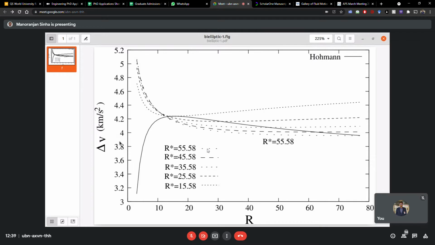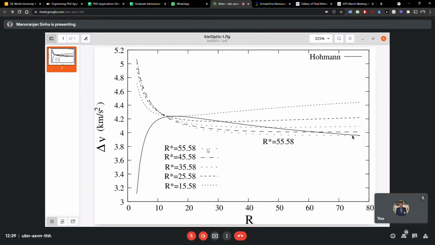Not in the limiting case. The limiting case is a different one, which I have not drawn here, which corresponds to infinity. Rather, here I have worked out just the lowermost part. You can see the lower dot, which corresponds to R star equal to 55.58, meaning your intermediate radius is so much larger. So for that, the Hohmann transfer comes here. But ultimately, you see that it is crossing here.